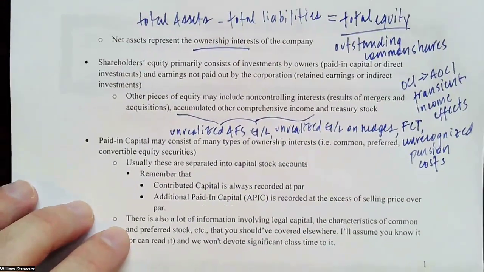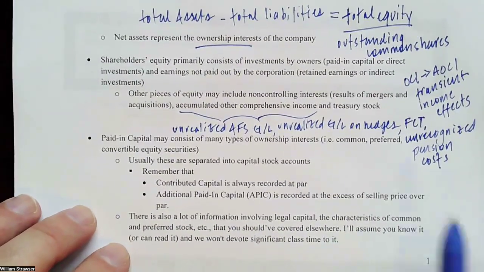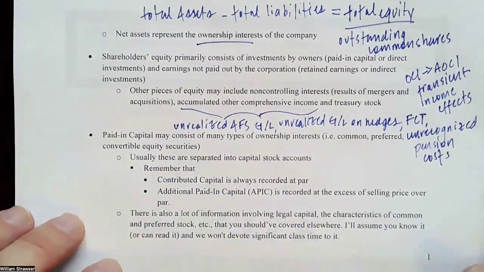So the paid in capital portion can reflect a lot of different types of ownership. We've got common, preferred stock, could be convertible equity securities, right?